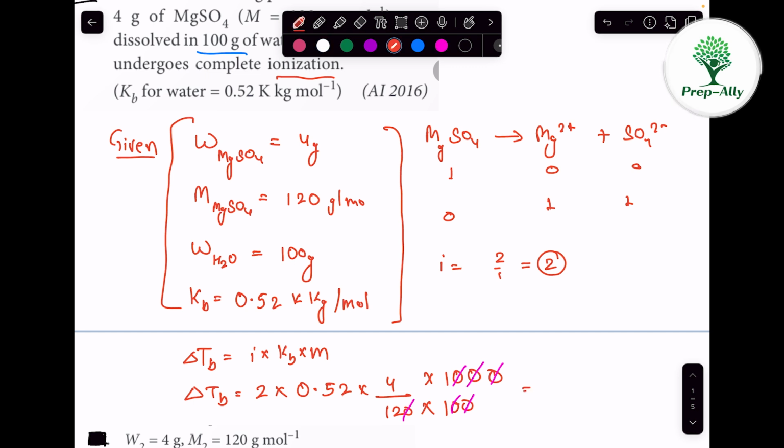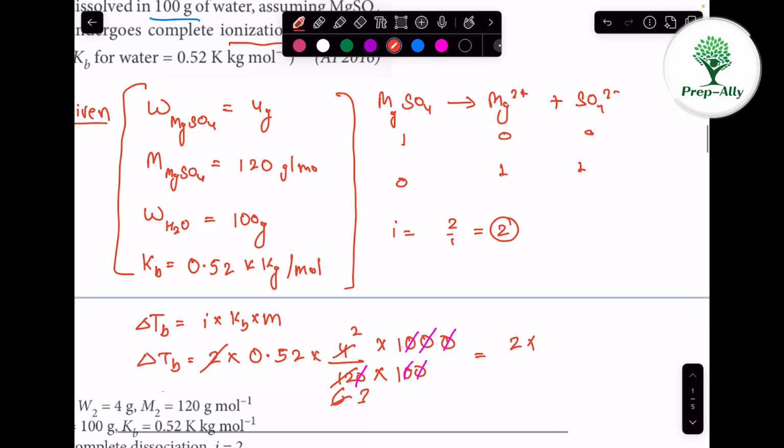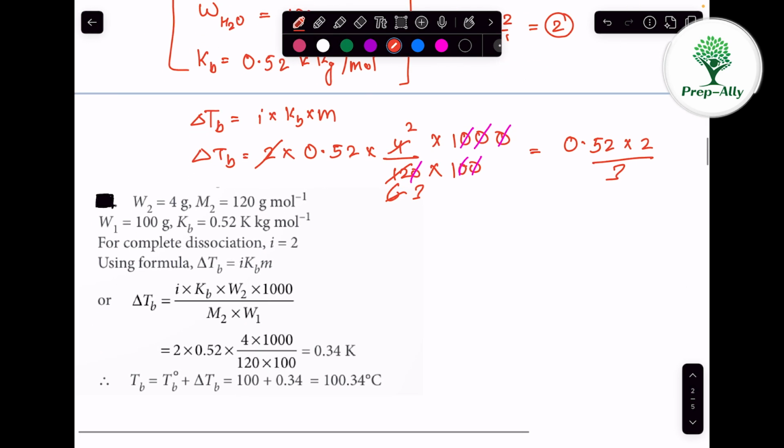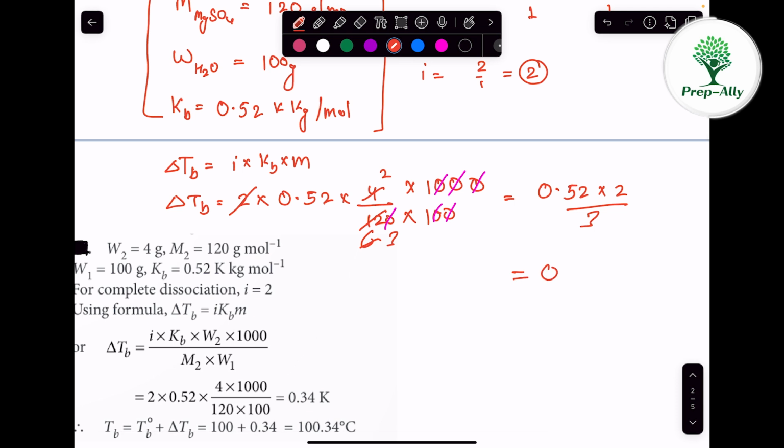The final equation that we are getting is 2 multiplied by, again 2, it will become 6, 4 will become 2, it will become 3. So our final answer is 0.52 multiplied by 2 divided by 3. And after solving this, we will get the value which is equal to 0.34. This is the delta T.